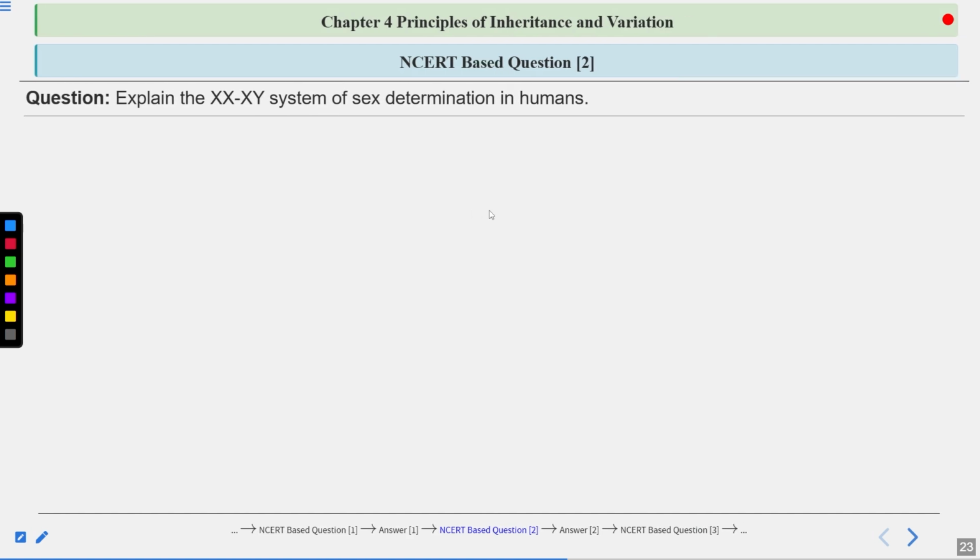Now what is the next question here? You have to explain the XX and XY system of sex determination in humans. So let's have a look at the answer to this question.